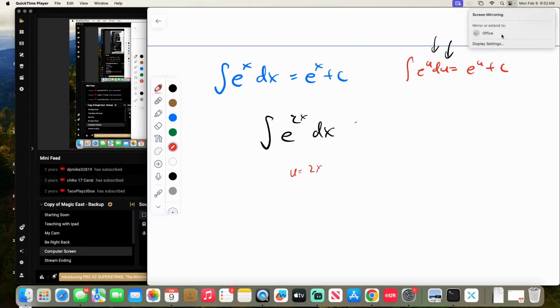u equal to 2x, du equal to 2dx, and du over 2 equal to dx. That's going to be e to the u du over 2, and that gives you 1/2 e to the u. I know you cannot see, but I'm going to write it just in case it shows up later. But you should know the answer is 1/2 e to the 2x plus c.